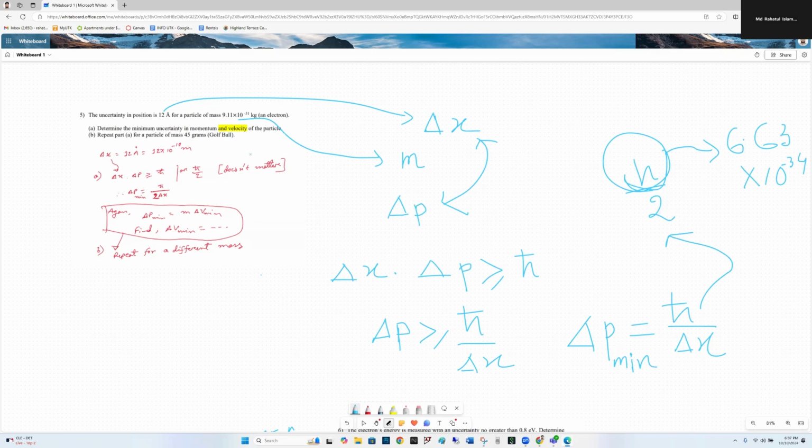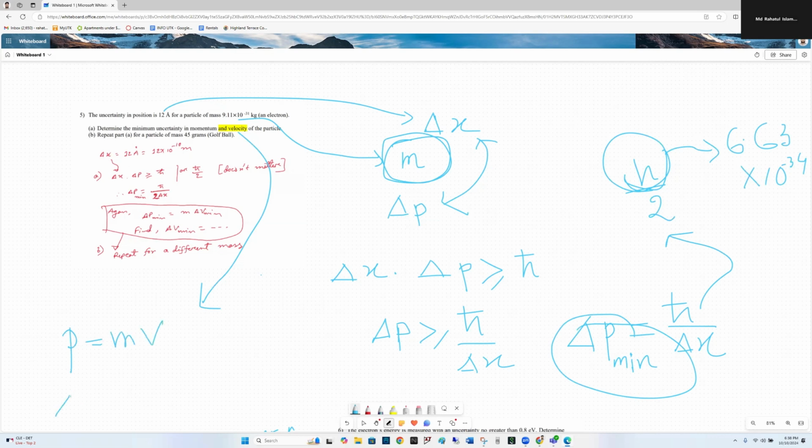And the velocity, what is the velocity? We have m, right? And we have delta p. So how will we get the velocity? There is a relation between p and m. P is momentum, right? So what is the formula of p? Momentum is simply mass times velocity, right? So delta p minimum will be, let's write the mother equation first, p equal to mv. We know that.